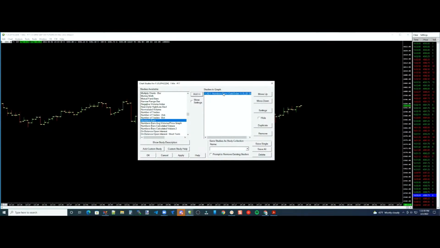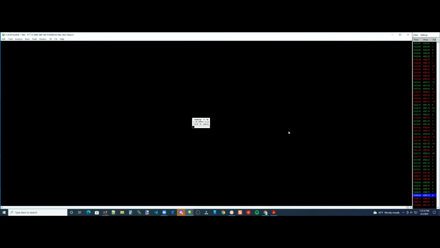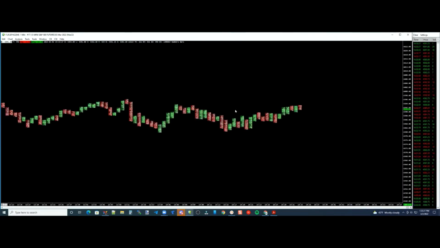So, okay, so we've added the numbers bars. All right. And when you click apply, it's going to give you this kind of mess. All right. It's not a mess. It's going to give you a very generic, bland look.